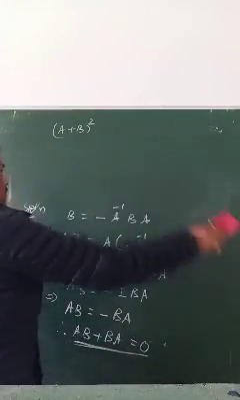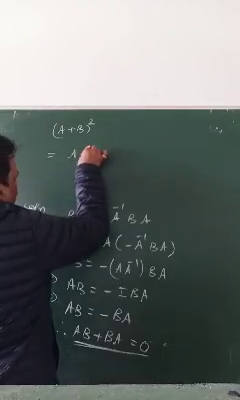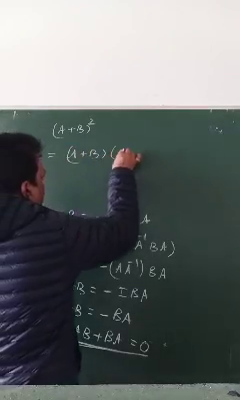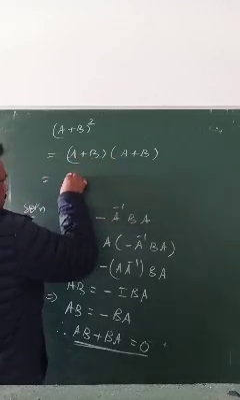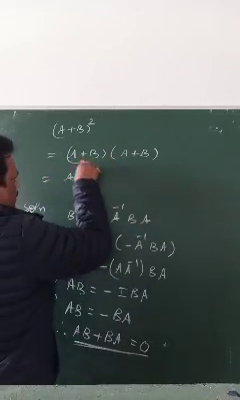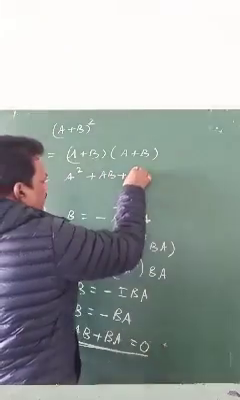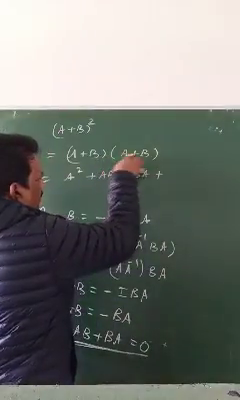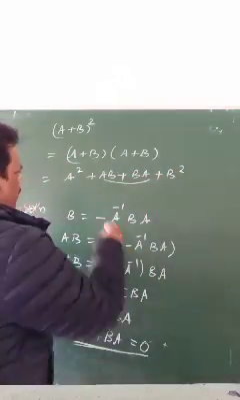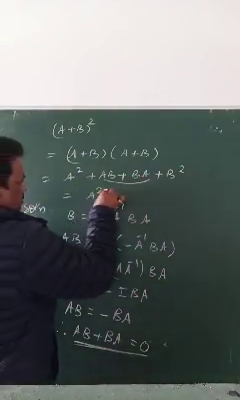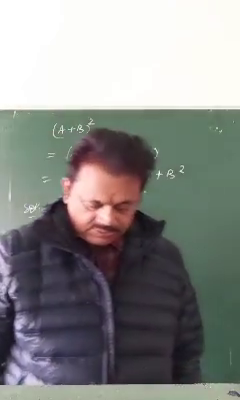So how will you solve it? This is A plus B into A plus B. A into A, A square. A into B, AB. B into A, BA. B into B, B square. Now this part AB plus BA already got 0. So that is A square plus B square. Okay, this is one question.